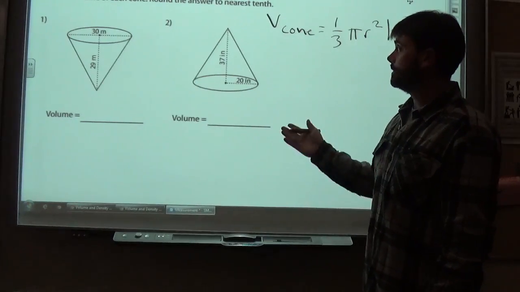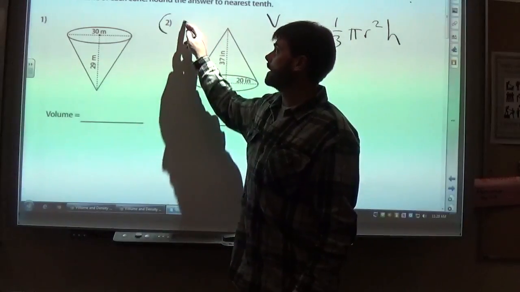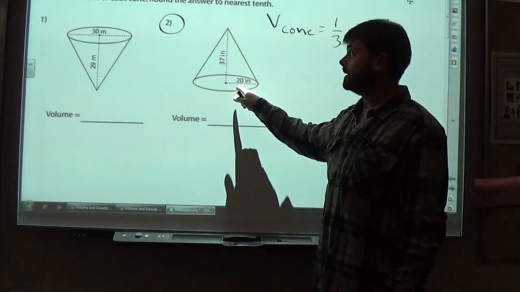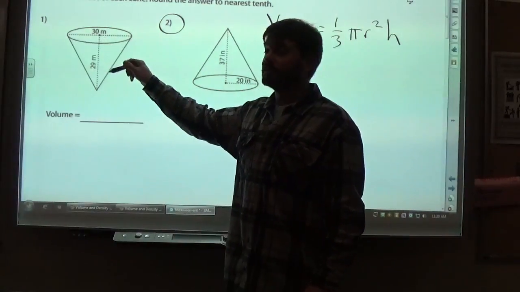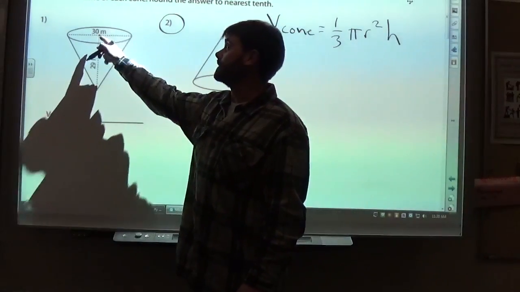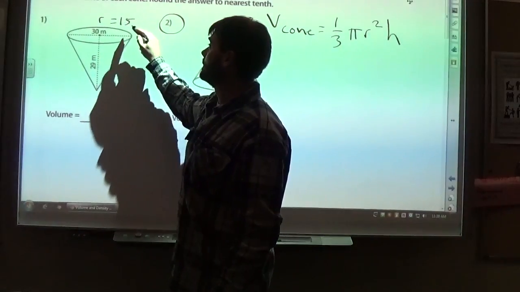So I'll just do problem number 2 here as the example for this first one. Look at what you got for a radius and look at what you got for a height. Sometimes they give you a diameter instead of a radius. So for example, if we were solving problem number 1, this shows 30 meters all the way across. Well, the radius here is actually equal to 15.